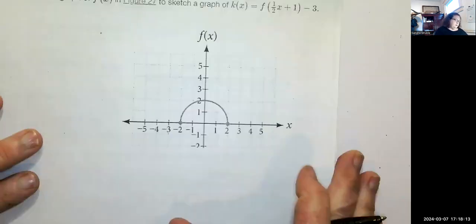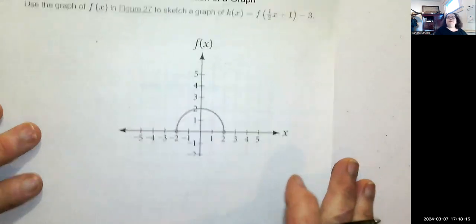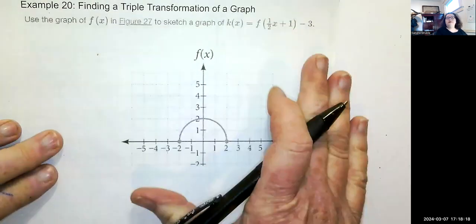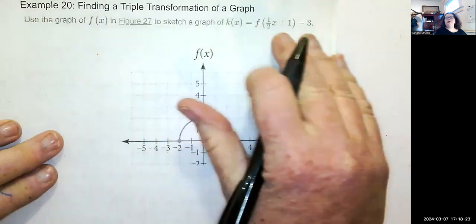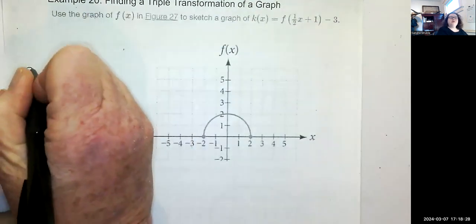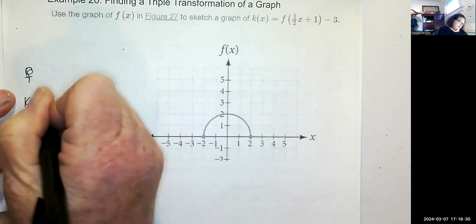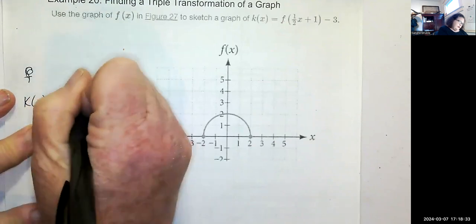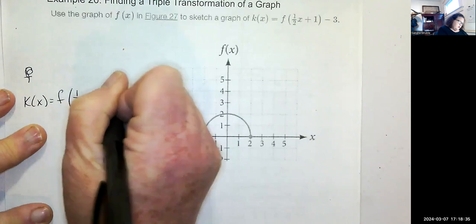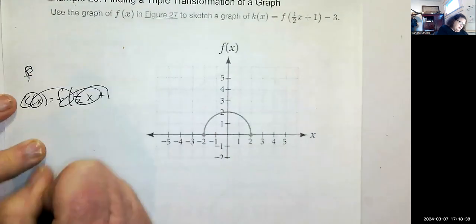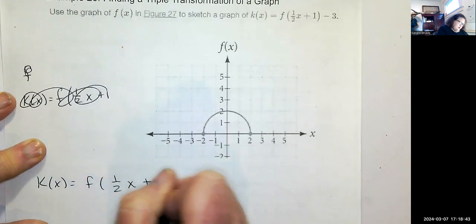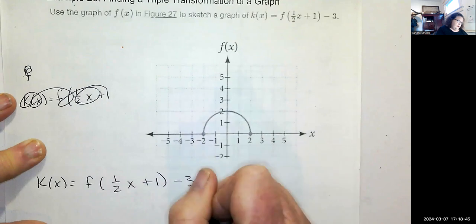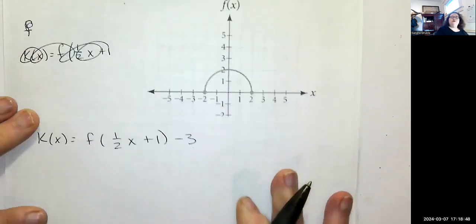All right, finding a triple transformation of a graph. This one is just taking the original function that they're giving us here, and we're going to do each of the things that it's telling us to. So if I've got, let's go with k, k of x is equal to f of 1/2 x plus 1, minus 3. Well, this right here tells me I'm going to have a vertical shift down. I do know that for sure.